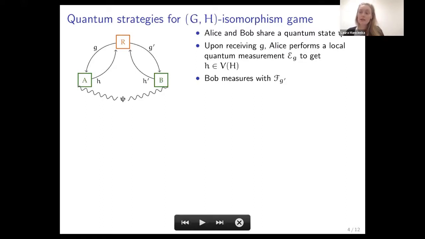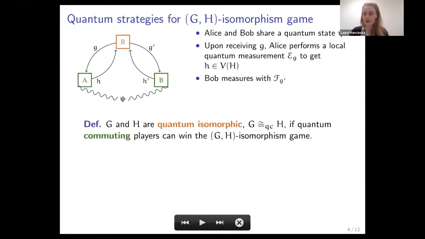So now there are two ways we can model composite quantum systems in quantum information. One is called the tensor product model, and the other one is the commuting model. Now, the model we work in is the commuting one, but really you can see the difference between the two only if you allow infinite dimensional spaces. Okay, so now we define quantum isomorphism, and I'm going to denote it using this congruent sub QC symbol, if there exists a quantum commuting strategy that allows these players to win the game with certainty. Okay, so this is what quantum isomorphism is.